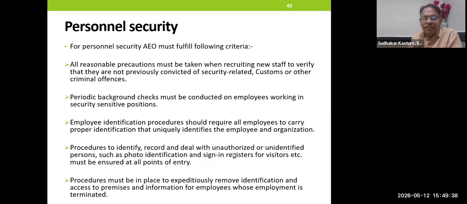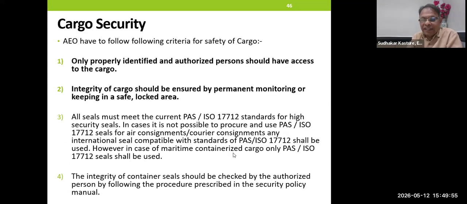Employee identification, उसका कोई कार्ड, most of the companies today you have electronic clearances. You have gate which is closed and you open it with your identity card. So those kind of things are taken into account. How to maintain that. Cargo security, properly identified or authorized person should have access to the cargo. Integrity of cargo should be ensured by permanent monitoring or keeping in a safe locked area.